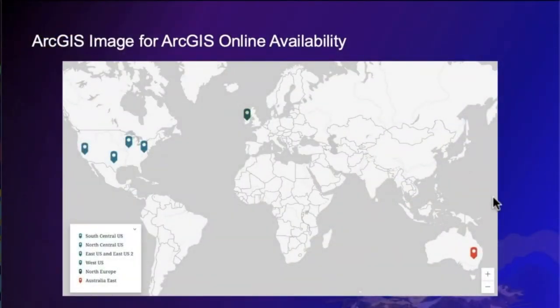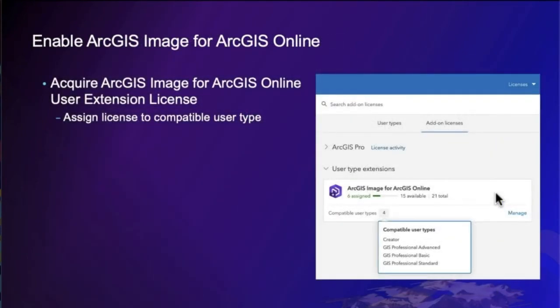As of today, ArcGIS Imagery for ArcGIS Online is only available in 6 different regions across the globe. There are 4 regions in the United States, 1 in Europe, and 1 in Australia. In order to enable ArcGIS Imagery for ArcGIS Online, you will need to acquire the ArcGIS Imagery for ArcGIS Online user extension license. The user extension license also has to work with compatible user types. The user types are Creator, GIS Professional, Advanced, Basic, and Standard.